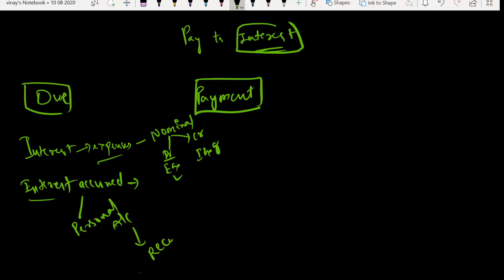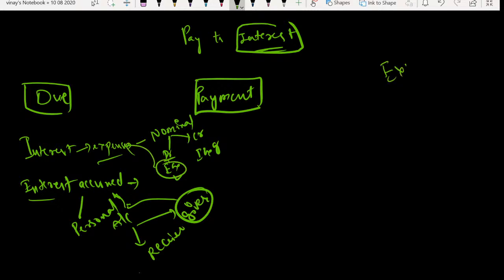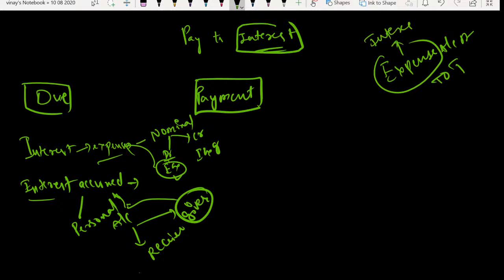receiver and giver. So he is the giver of these services. Here it is an expense, so my entry will be expenses account debit to, sorry, expenses is nothing but, here we will write interest account debit to interest accrued account. This is the entry I'm going to pass.